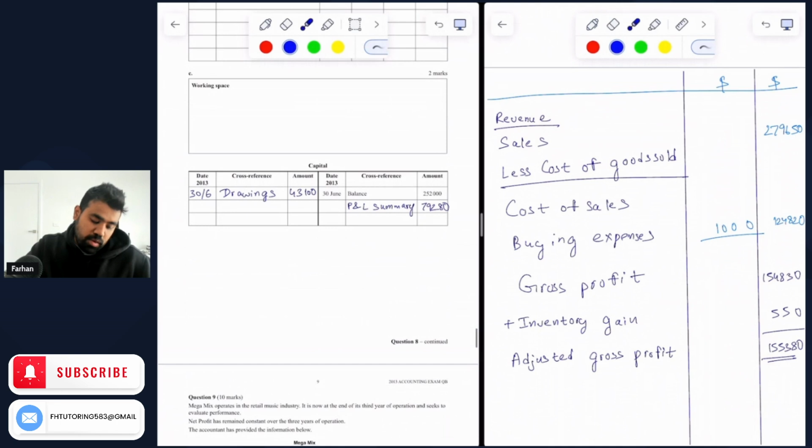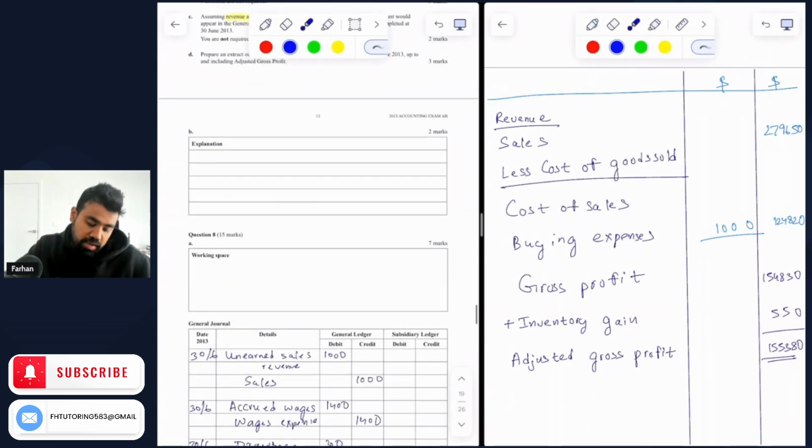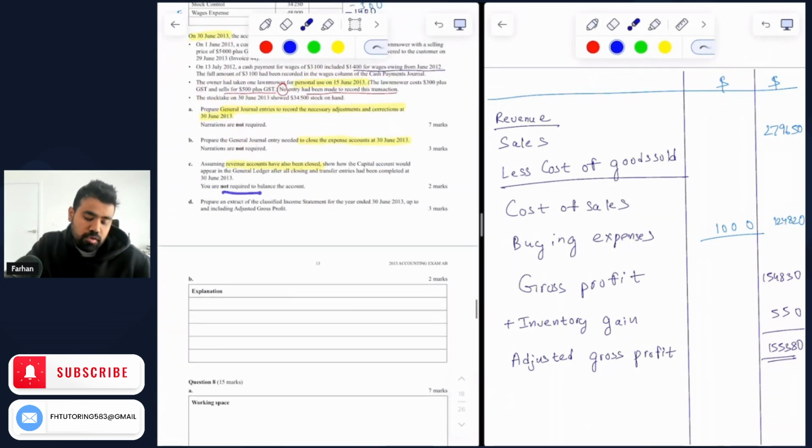By the way, for part C, we don't have to close the capital account with the closing balances and carry forward the opening balance into the next period because the question asked us not to do it. We are not required to balance the account, but you can do it and you won't be getting any marks. So part D is to prepare an extract of the classified income statement for the year ended 30 June 2013 up to and including the adjusted gross profit.